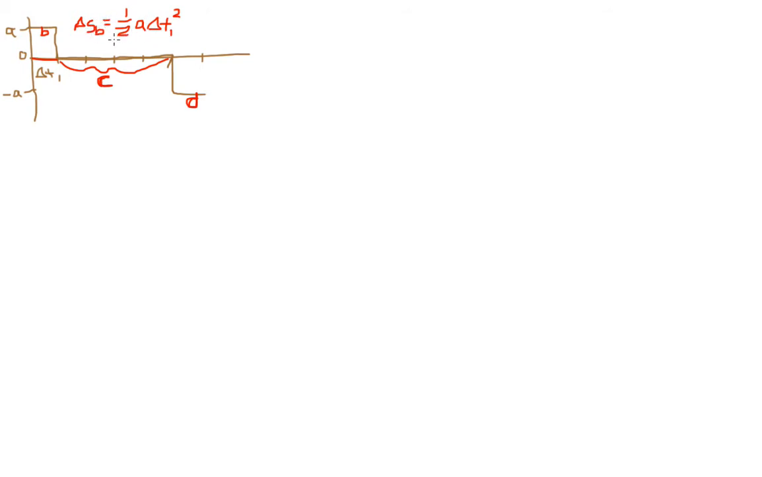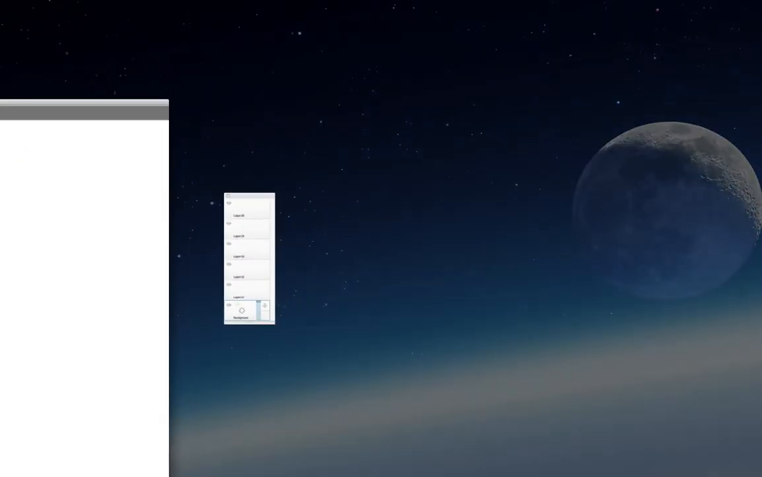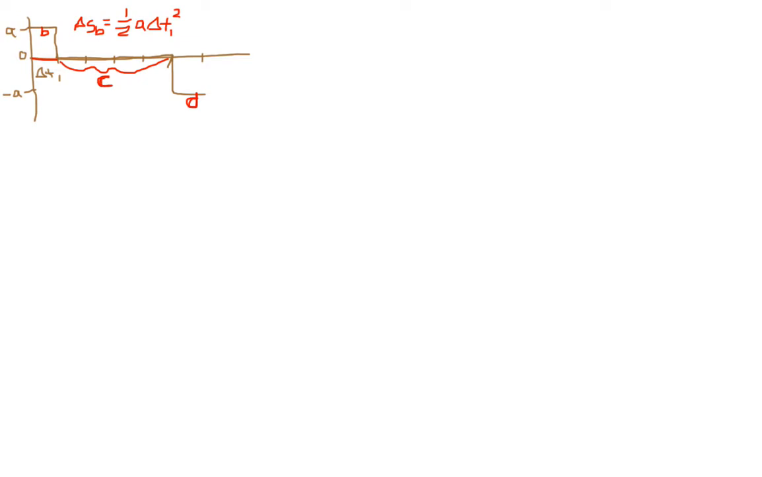Now I want to find how far you go for section C. I'm going to use a different color for this one, green. So green for this section here. This is going to be C. So this is just a constant velocity here.